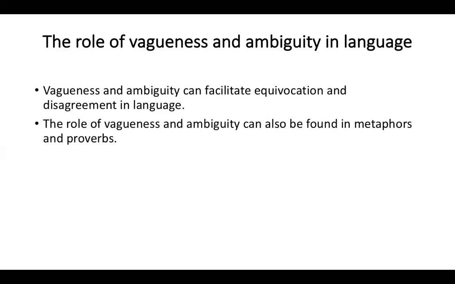The role of vagueness and ambiguity in language. Vagueness and ambiguity can facilitate equivocation and disagreement in language. So two problems that vagueness and ambiguity can cause are equivocation and disagreement. The role of vagueness and ambiguity can also be found in metaphors and proverbs. Now, of course, metaphors are intentionally vague, so that you can interpret them in a way that is not represented by the words.